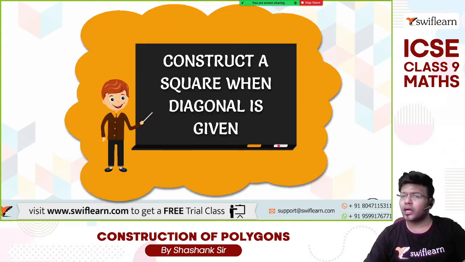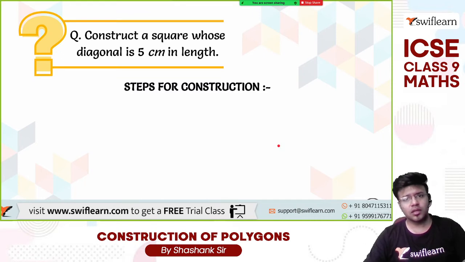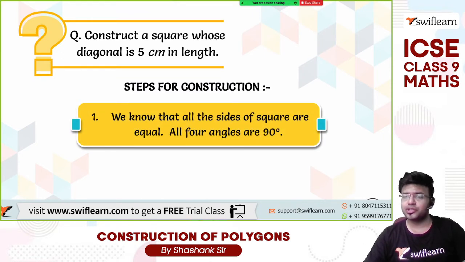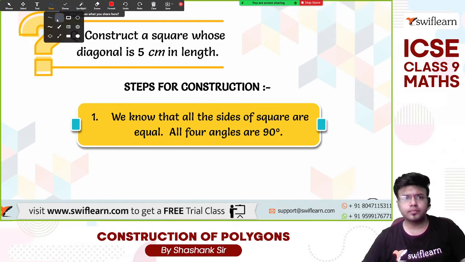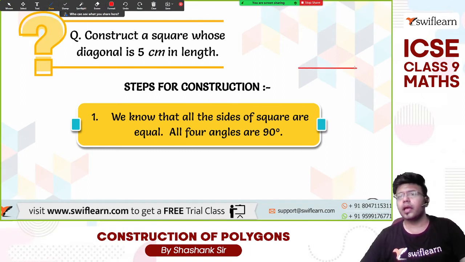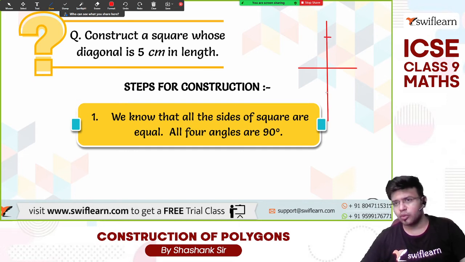Construct a square when the diagonal is given. Steps for construction: we know that all the sides of the square are equal, all four angles are equal to 90 degrees. Construct a square whose diagonal length is 5 centimeter. Now what you need to do is first draw a 5 centimeter line. Draw a perpendicular bisector to it. With this as a center, draw an arc of 2.5 centimeter at the top and the bottom.